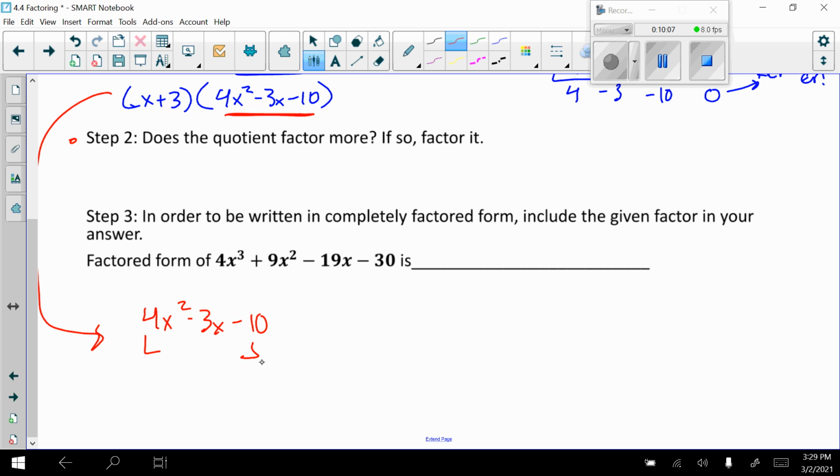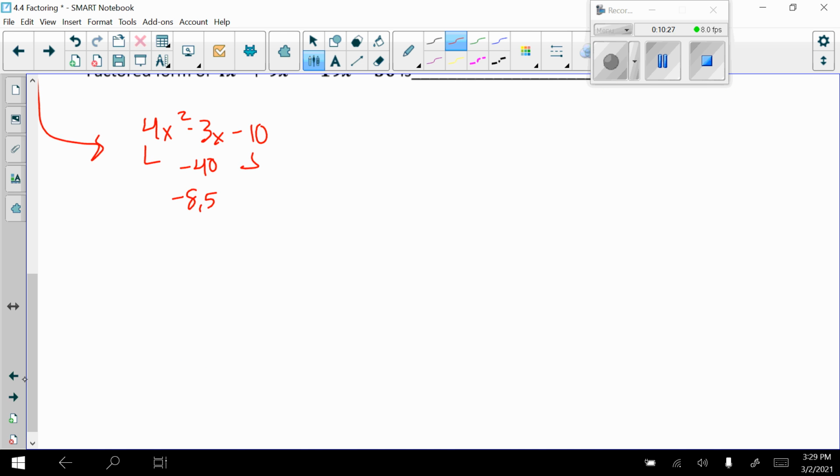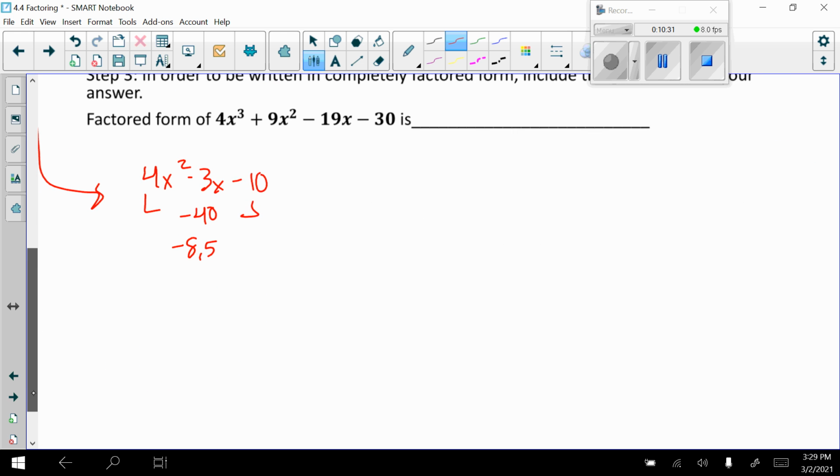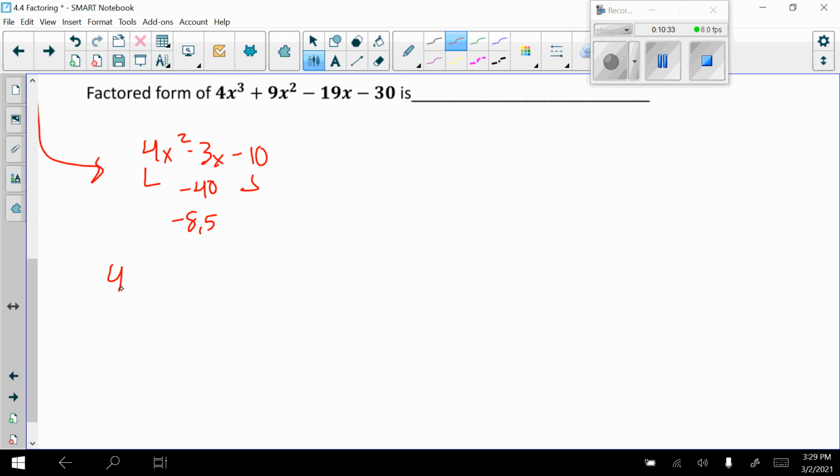First, there's no GCF, right? There's nothing I can pull out, so I can start with A times C. That's negative 40. Now I need two things that multiply to negative 40 and add to negative 3. So we could use negative 8 and 5. All right. This is a case 2 example, right? The leading coefficient is something other than 1. So I'm going to have to do my factoring by grouping process. So it's going to be 4x squared minus 8x plus 5x minus 10.